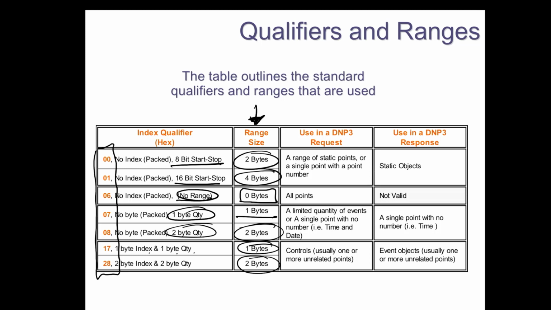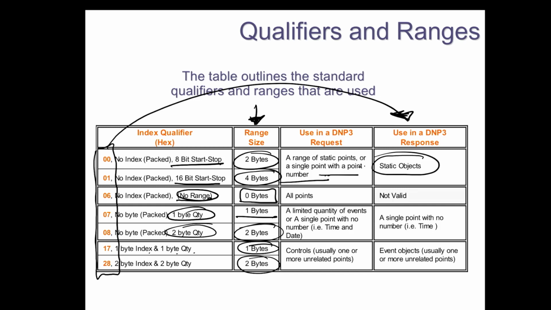So notice how over here the 0, 0, and 0, 1 qualifiers are a range of static points or a single point with a point number. So when it comes to using that in a request, you're specifically asking for a range of points or a specific point. And what would come back is real-time objects being reported back if you use that qualifier code in a response. So remember, these qualifier codes can be used in a request or a response.